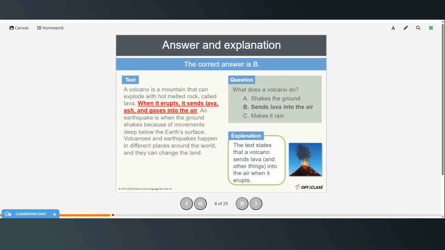All right, what does a volcano do? And the correct answer is B, sends lava into the air. And here's where you find that in the text. And here's an explanation.